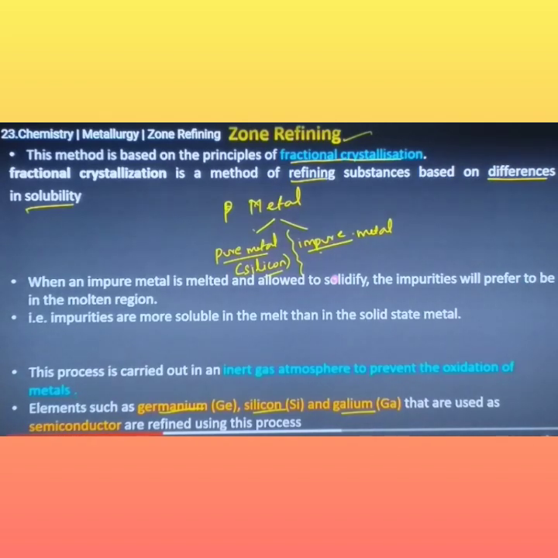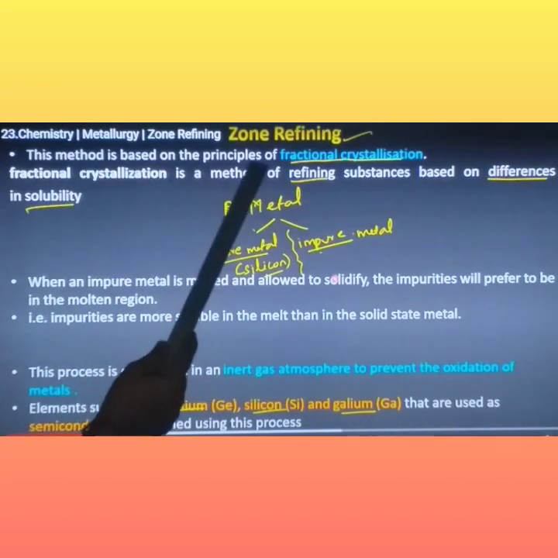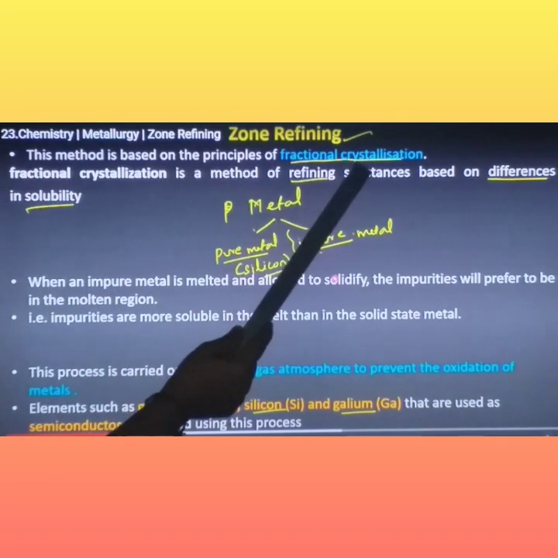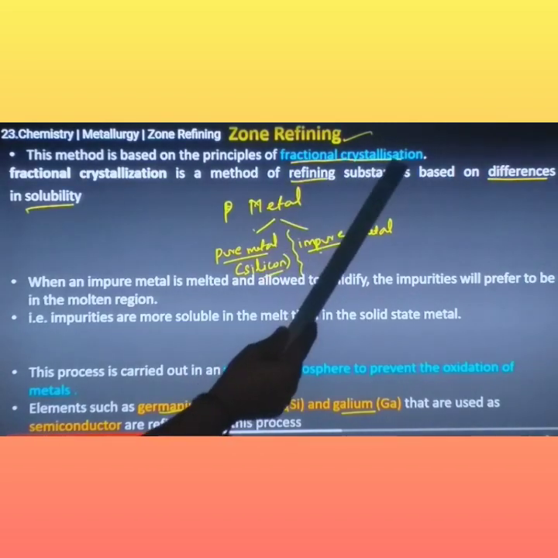We know that crystallization means, suppose you take a salt along with water, that is a salt solution. If we heat it, then on cooling and filtering, we see that a pure form of crystal is present. For example, sodium chloride. So this method is based on the principle of fractional crystallization. This word is very important: fractional crystallization.